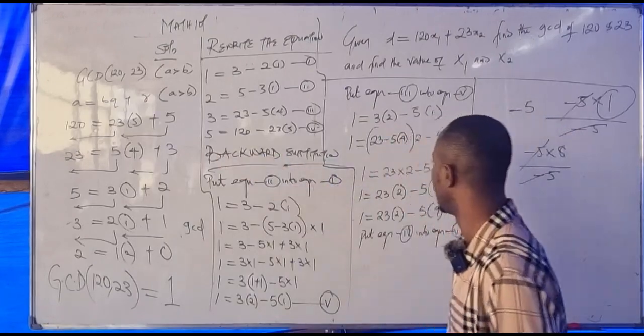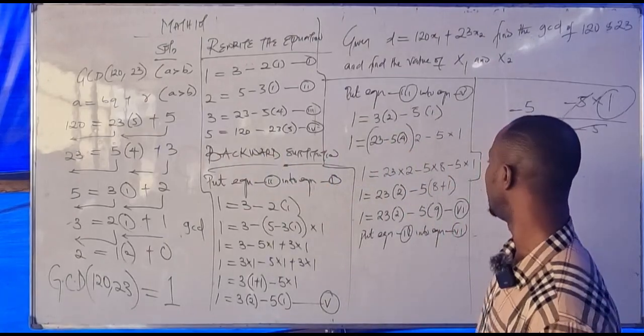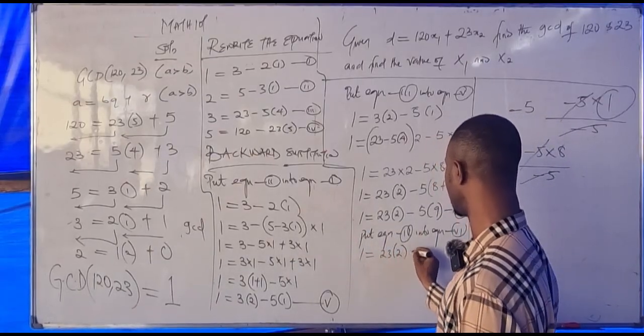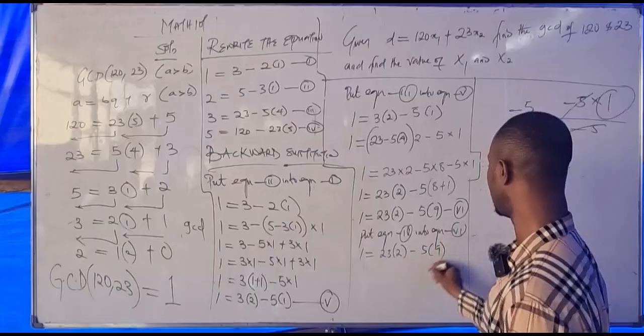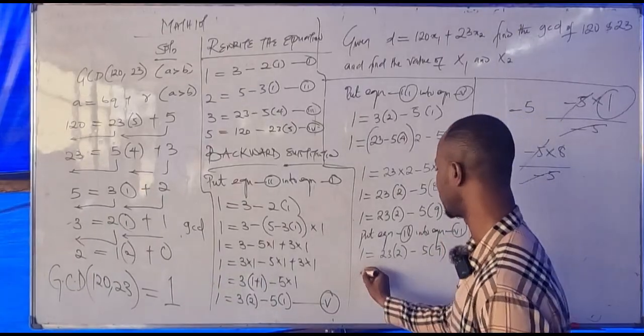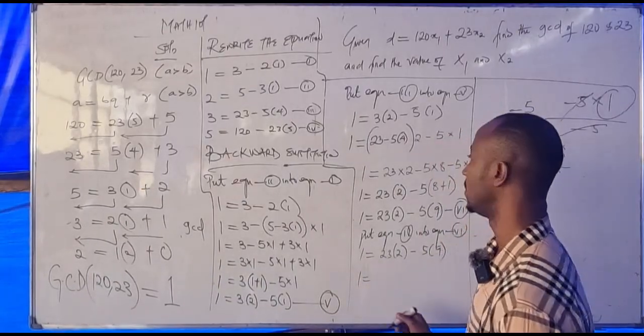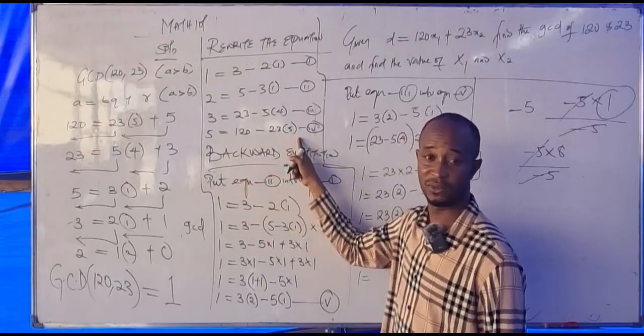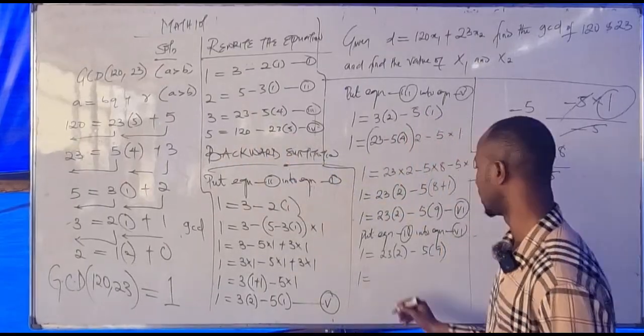Can we put this? Let's repeat equation 1, which equals 23 times 2, minus 5 times 9. That will give us 1 equals to. Where are we going to put what? Anyone will see 5, right? We put this value. Is that clear? That will give us what?